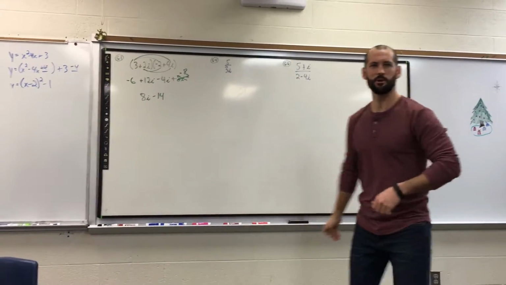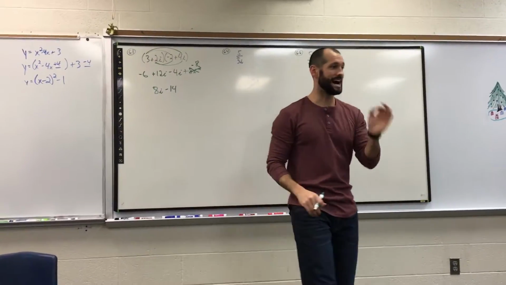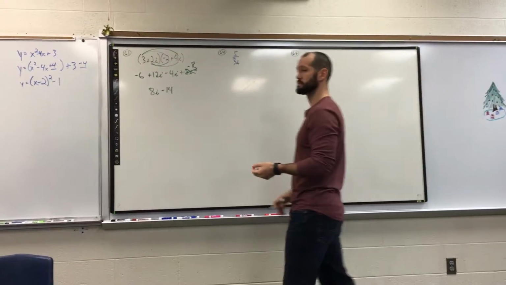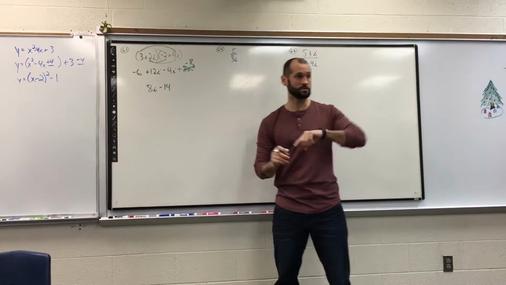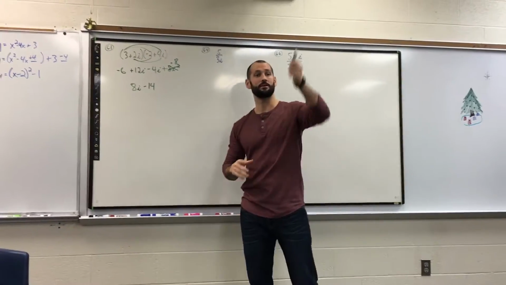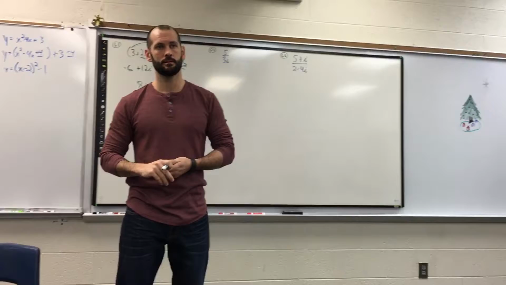Okay, so next one. We have a monomial i term in the bottom, or denominator. Now, i is really the square root of -1. So everybody realize we really have a square root in the denominator. Not allowed.